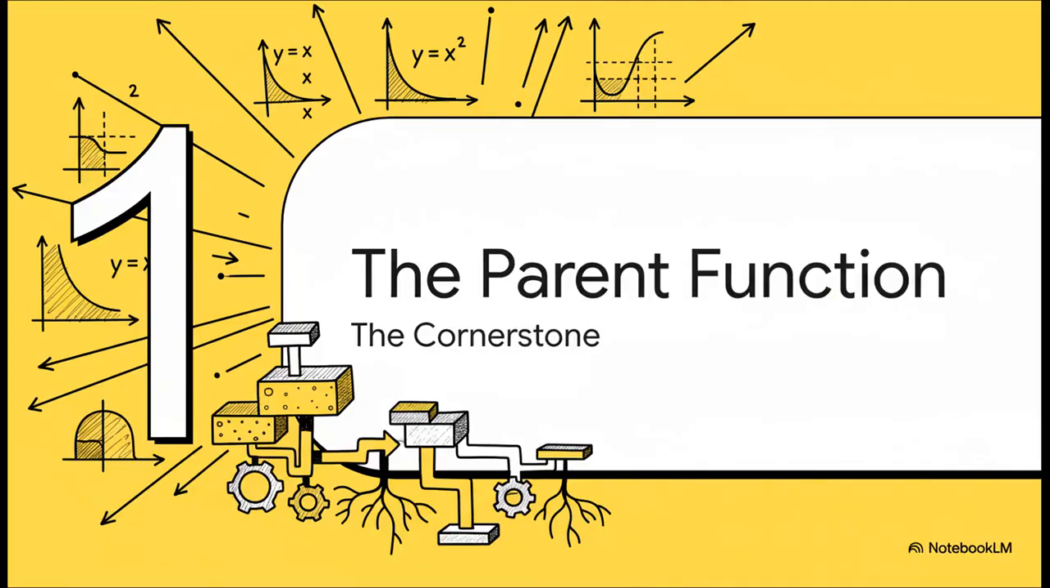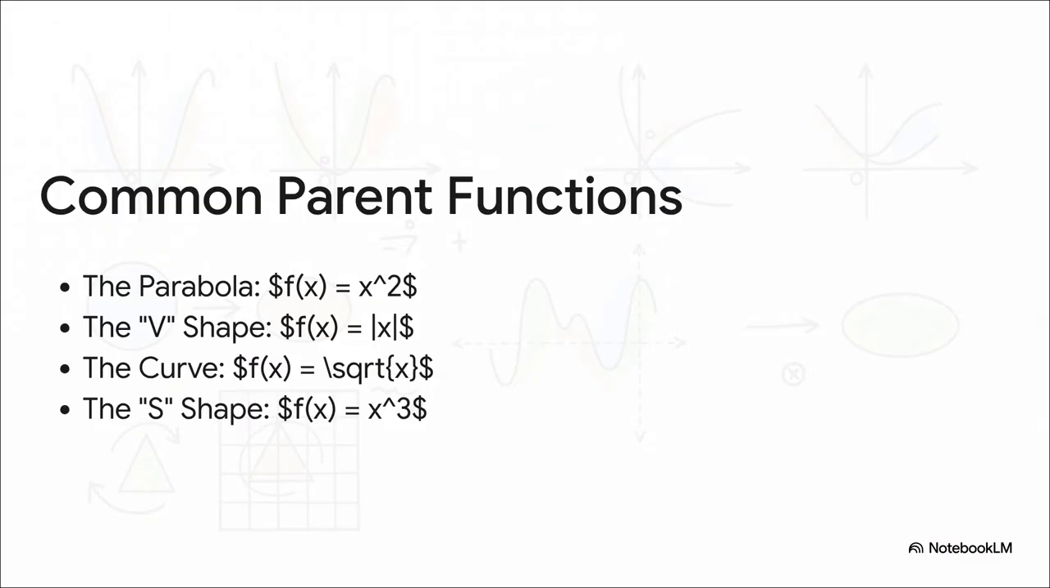So first things first. Every complex function belongs to a family, and at the head of that family is what we call the parent function. This is our cornerstone, our starting point for everything. Here are four of the most common parents you're going to see. You've got the classic parabola, that's x squared, the absolute value v shape, the square root curve, and that cubic s shape. Getting these four shapes burned into your memory is the absolute first step. They are our fundamental building blocks.